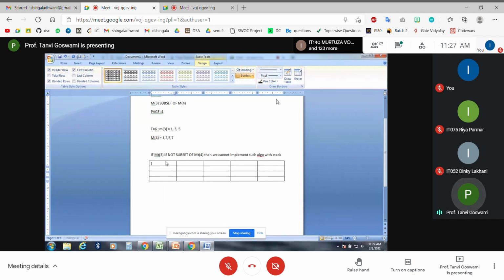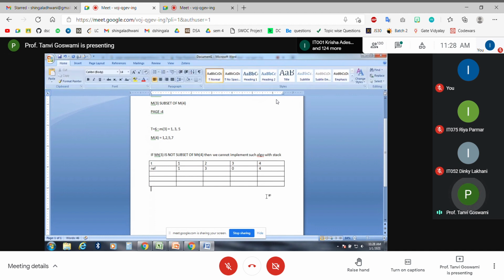So this is the time, t equal to 1, 2, 3, 4. And this is the address reference: 1, 2, 1, 3, 0, 4. Okay. So here we have taken the memory with 3 page frames.